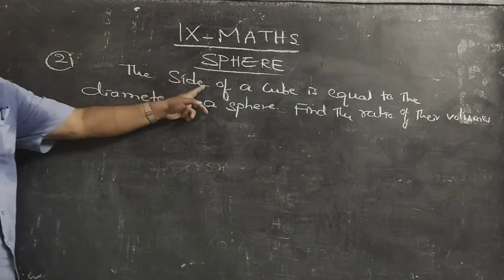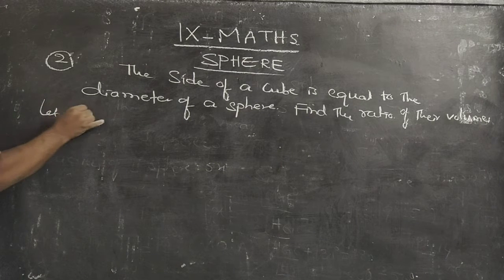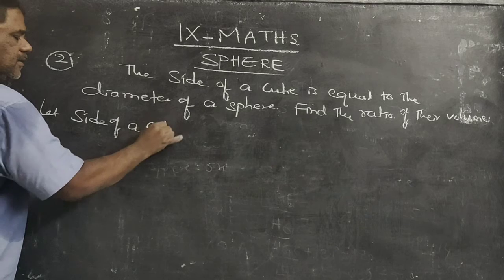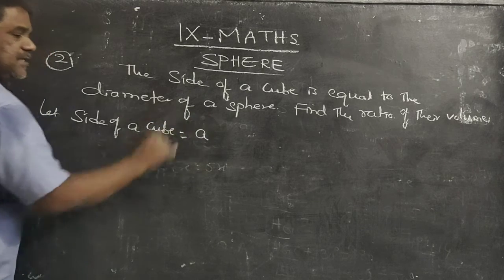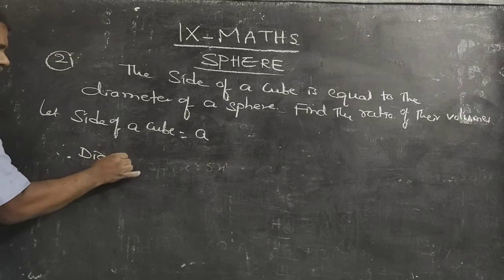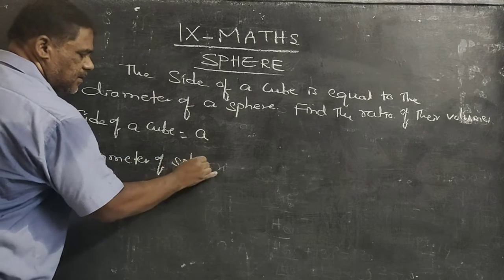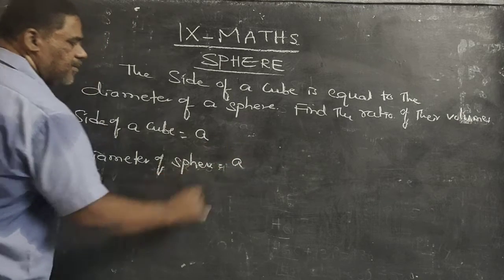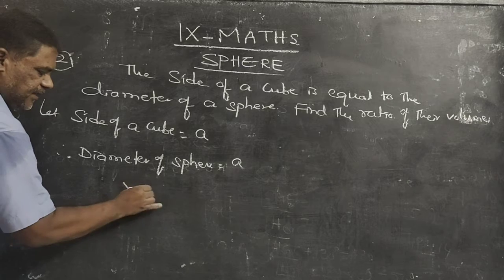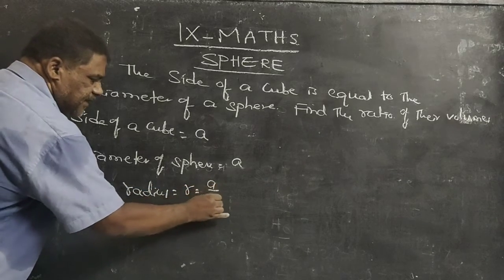Here the side of a cube is equal to the diameter of the sphere. So let the side of the cube be a. Therefore the diameter of the sphere is also a, because they are equal. If the diameter of the sphere is a, then the radius is half of the diameter, that is a by 2.